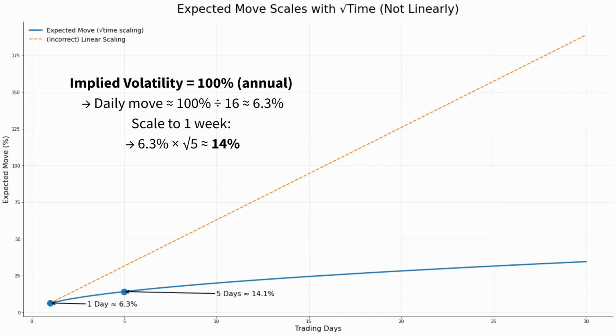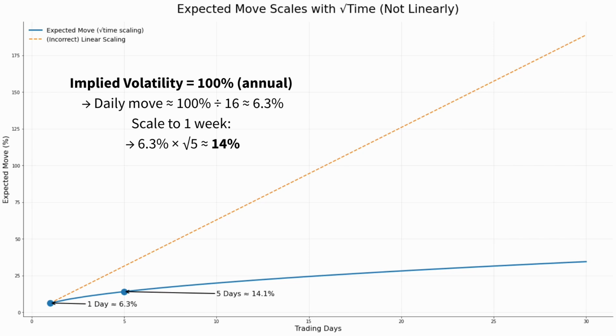This division by 16 is essentially a shorthand for the square root of 252 trading days. Since volatility scales with the square root of time, not linearly, we divide by the square root of 252, which is about 15.87. So, for a back of napkin calculation, we just go with 16. Okay, after doing this, we see that the market expects a 1-day move of about 6%.